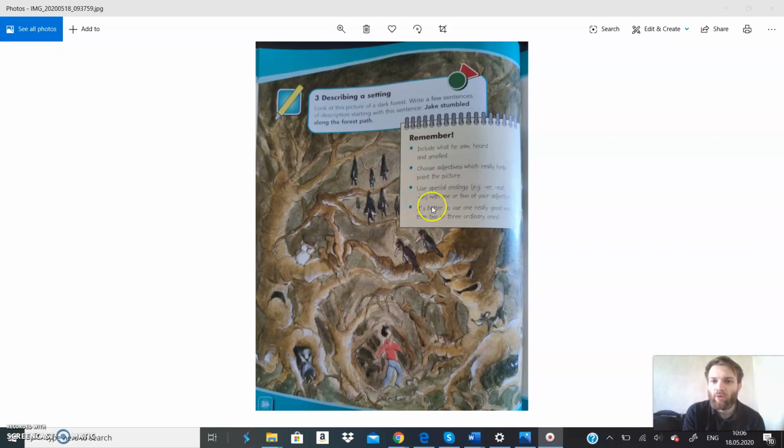We haven't done setting descriptions for a while. We've done them many times in class, so I'm quite curious as to what you'll come up with here.